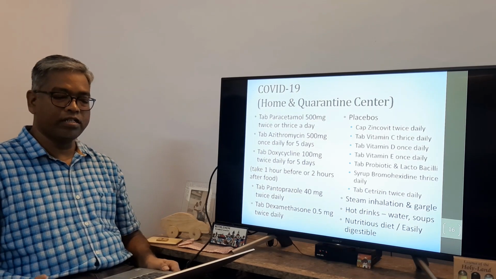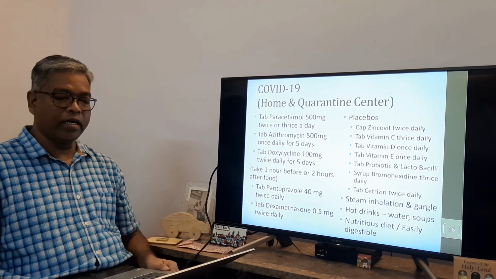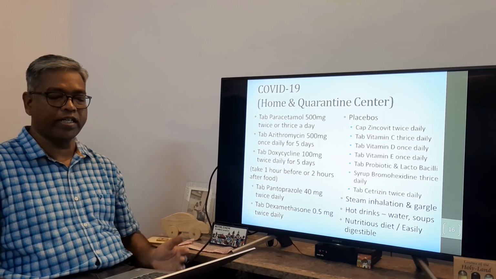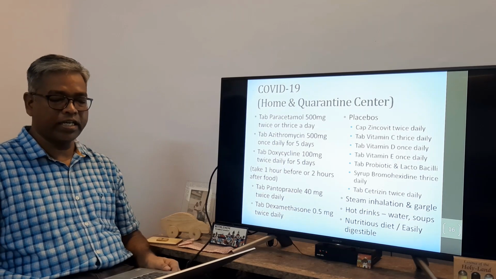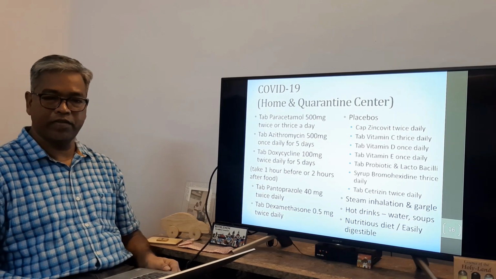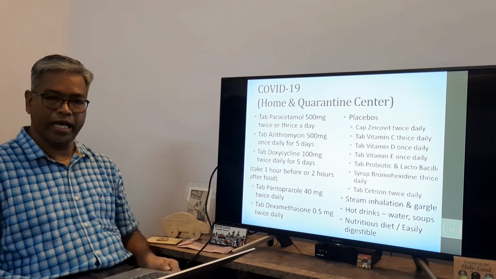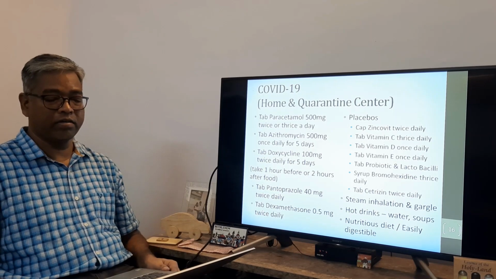So capsule Zincovid, that is multivitamin with zinc, take twice daily. Tablet vitamin C, take twice or thrice daily. Take vitamin D once daily. Calcium and vitamin D, you can take that. And of course, because there's inflammation, there's pain in muscles and joints also, and calcium will help. Vitamin D3 will help. Vitamin E once daily or something like that.